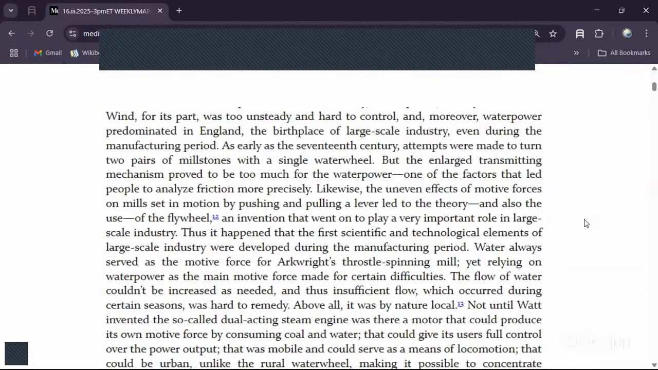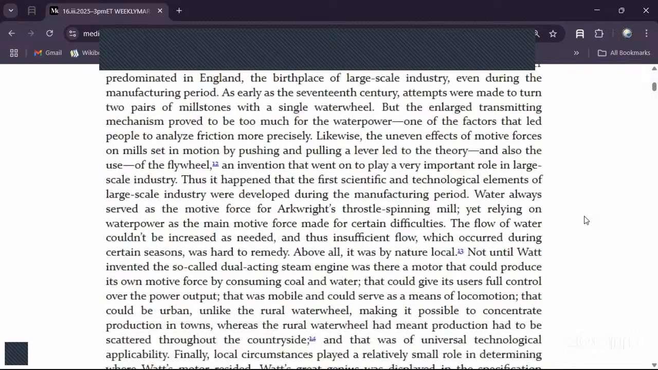Water always served as the motive force for Arkwright's throttle spinning mill, yet relying on water power as the main motive force made for certain difficulties. The flow of water couldn't be increased as needed, and thus insufficient flow, which occurred during certain seasons, was hard to remedy. Above all, it was by nature local.